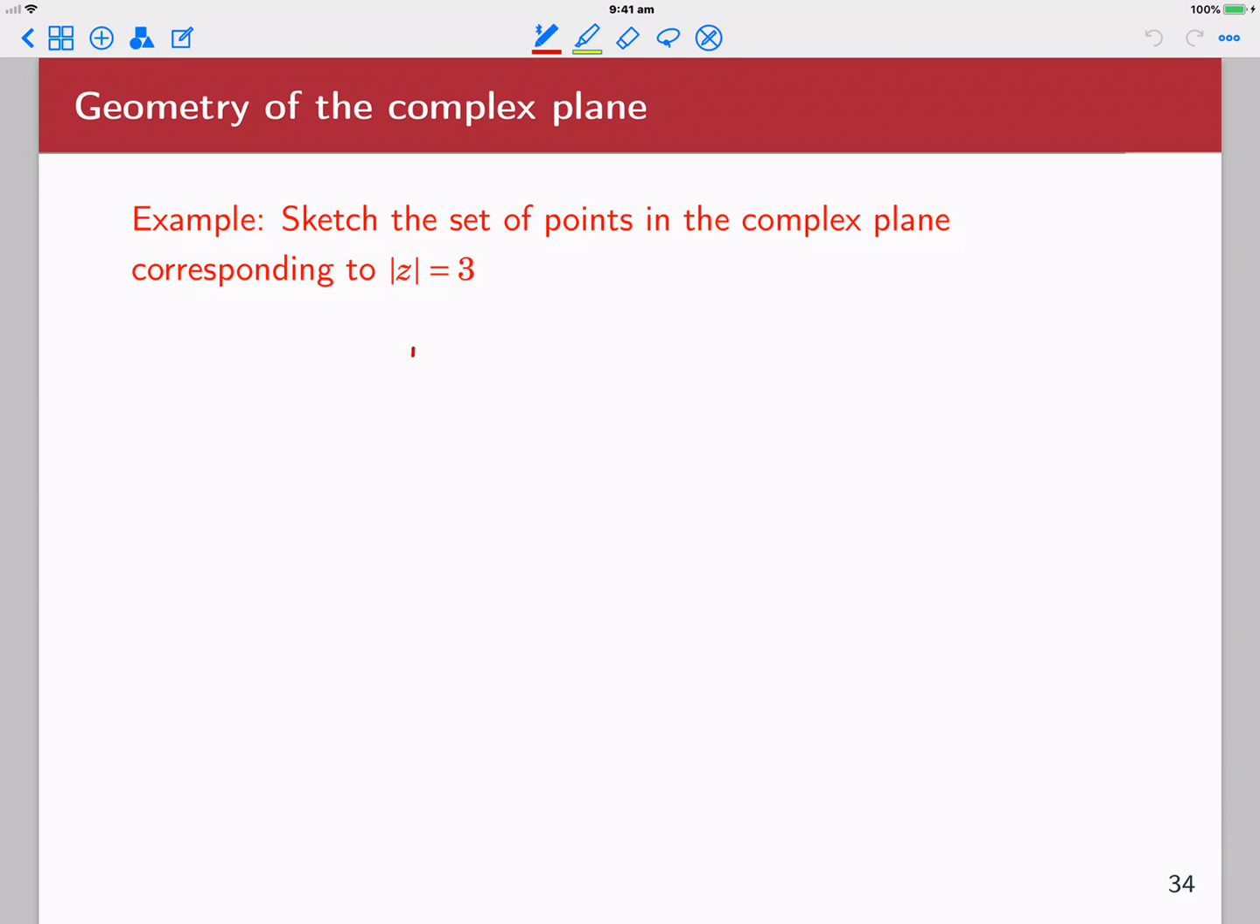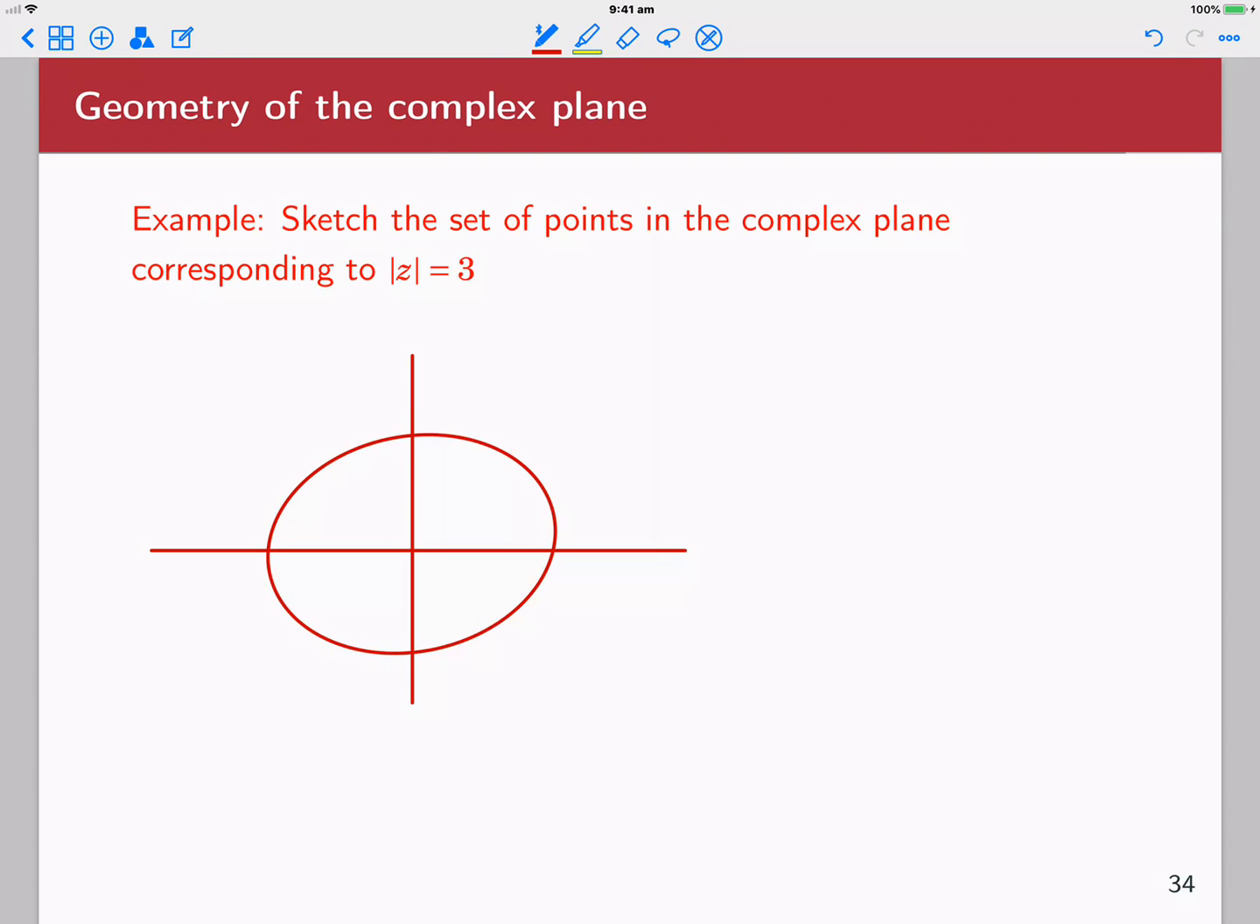So let's say this is a circle of radius 3. So I realize that does not look like a circle, I apologize. But using your imagination, right? Let's say this is 3 and this is 3. Real axis, imaginary axis. That would be the answer, right? Because if you take any point on that circle, any complex number on that circle, then its modulus would be 3.